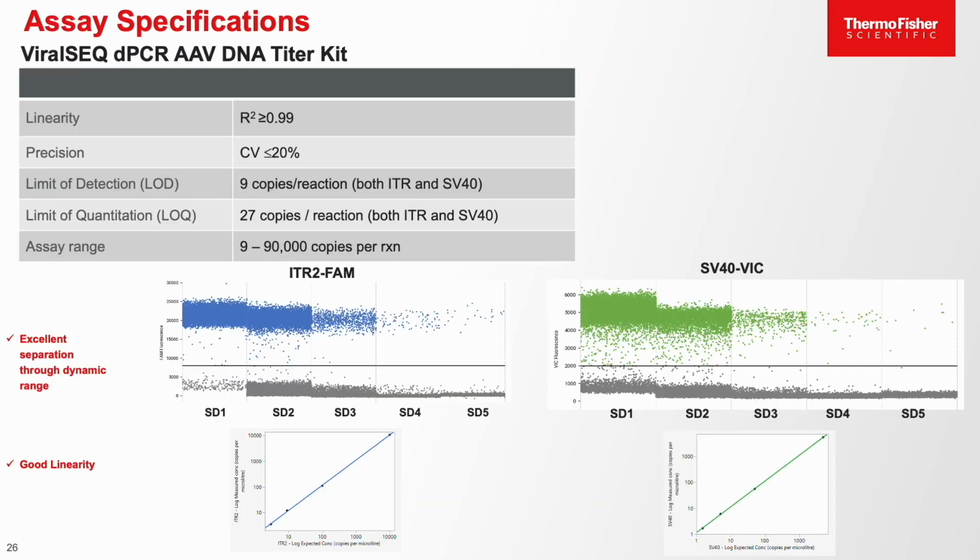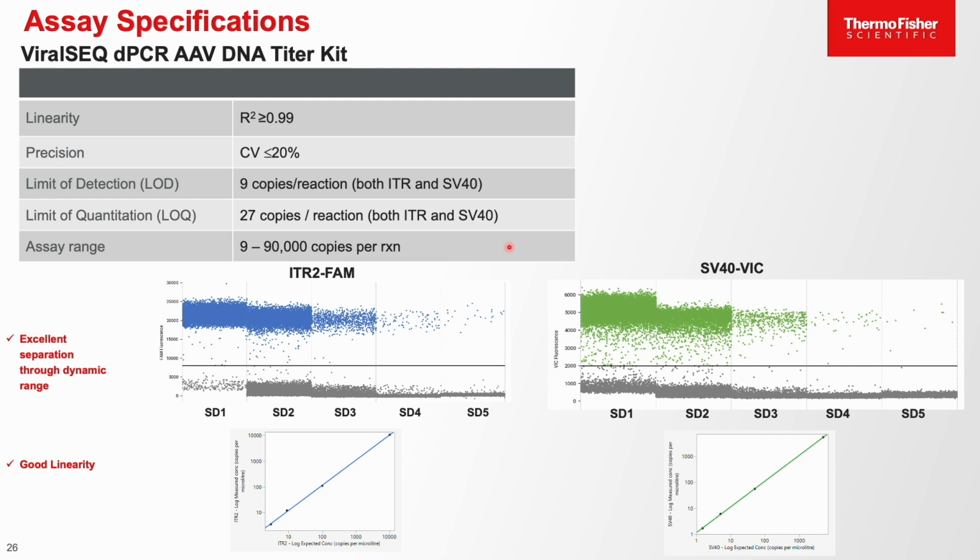The assay specifications for the AAV DNA titer case are outlined here. Good linearity is observed across different quantitation points, and there's high precision as well, where the CV percentage across different points is less than or equal to 20%. The assay is highly sensitive with a limit of detection at 9 copies for ITR2 and SV40 and the limit of quantitation at 27 copies for both targets. The assay has a broad range between 9 and 90,000 copies.